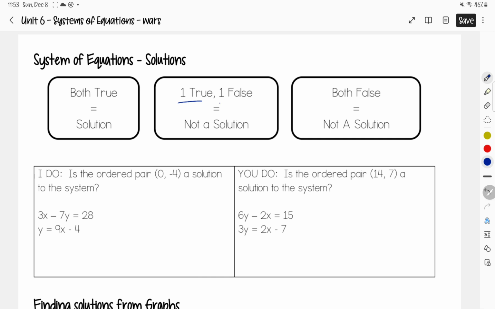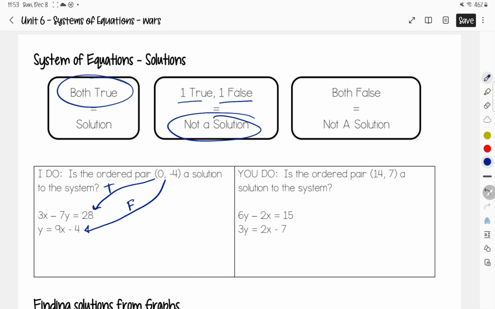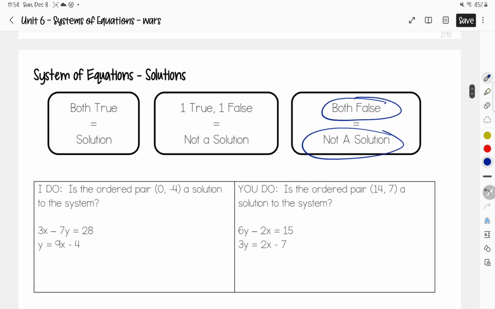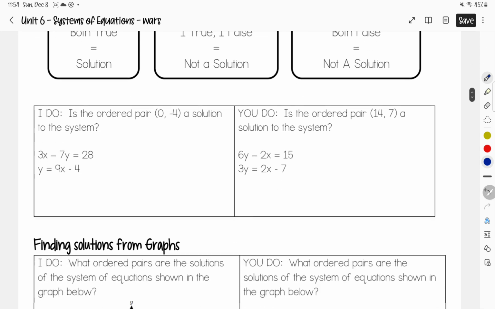If one is true and one is false, meaning like, let's say we're talking about this one, let's say that this ordered pair makes this one true, but it doesn't make that one true, so we have one true and one false, then it's not a solution. They both have to be true in order for it to be a solution, not just one of them. And then obviously if both are false, then it's definitely not a solution as well. Okay, so we're going to try a couple here.